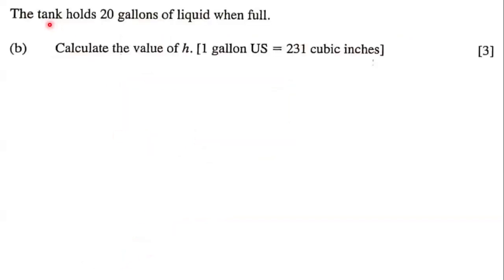Next, it says the tank holds 20 gallons of liquid when full. Calculate the value of h. Remember that 1 gallon is equal to 231 cubic inches. So what we have to do is convert gallons into cubic inches. We already know that 1 gallon is 231 cubic inches.